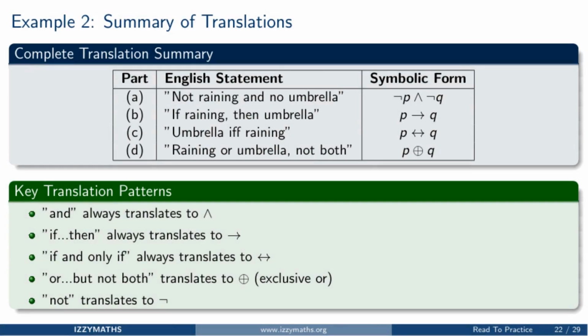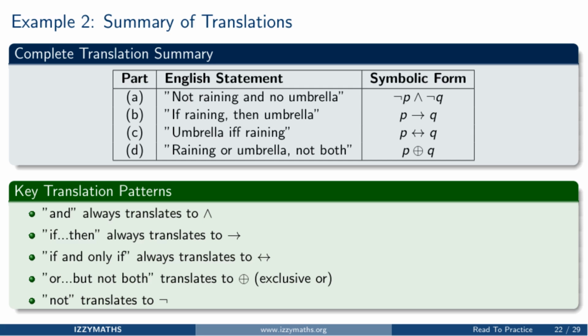Let's summarize our translations. Part A, not raining and no umbrella, translates to not P and not Q. Part B, if raining, then umbrella, translates to P implies Q. Part C, umbrella if and only if raining, translates to P biconditional Q. Part D, raining or umbrella, not both, translates to P exclusive or Q.